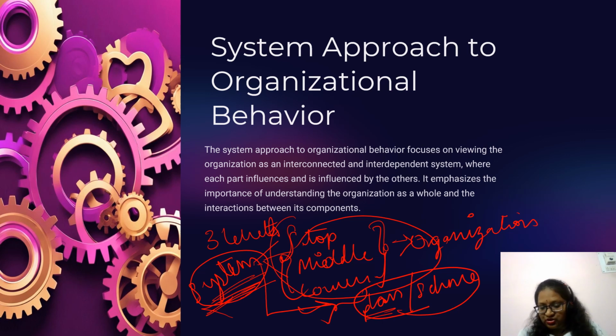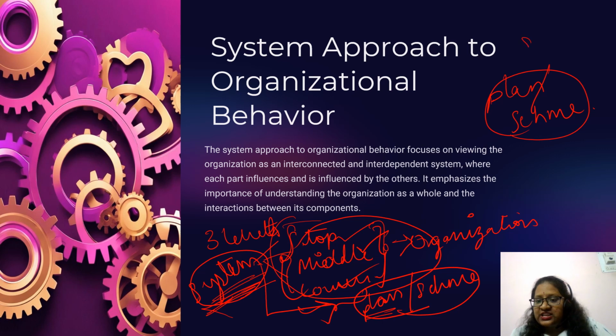Various system approaches are available. It's not necessary that you need to have a top level, a middle level, and a lower level. It's nothing like that. It's just that I gave an example. But the whole plan or scheme which they have made to follow in that organization is called the system approach. A particular planning is called the system approach.